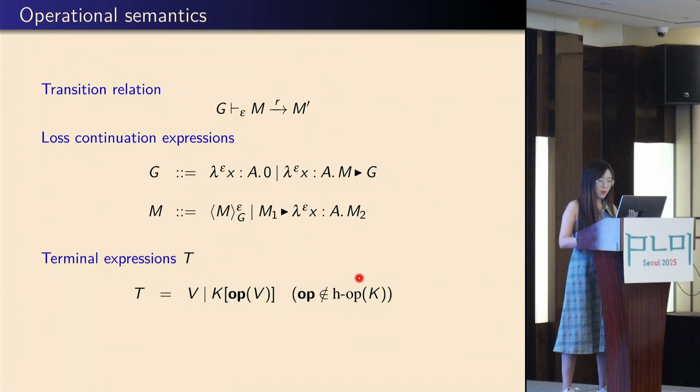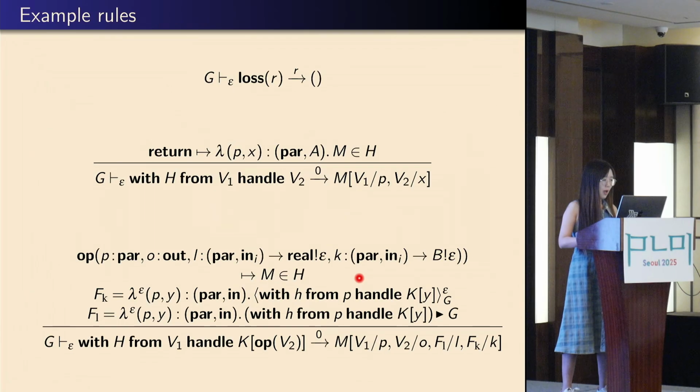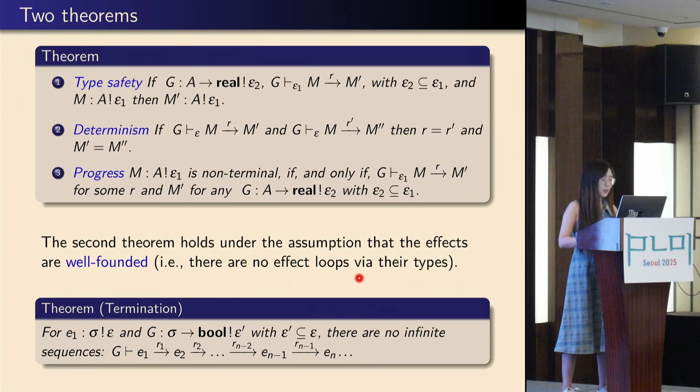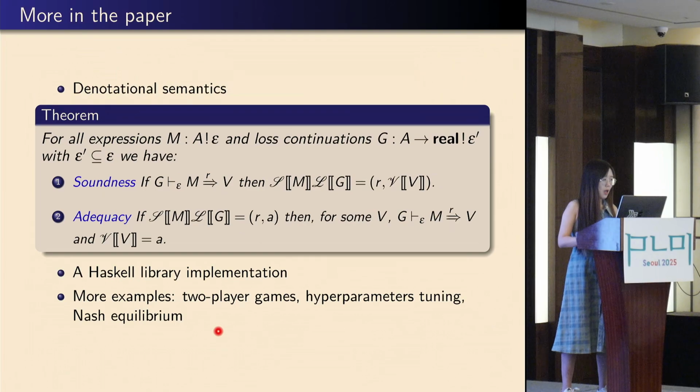So I probably won't have time to go through the formal development of the calculus. We have the operational semantics in the paper, as well as lots of the operational semantics rules. And we have meta theory developed. So we have proved our operational semantics preserves type, is deterministic, progresses, and also under some assumption that effect handlers are well-founded, we proved that our calculus is terminating. And there are more things that you can find in the paper.